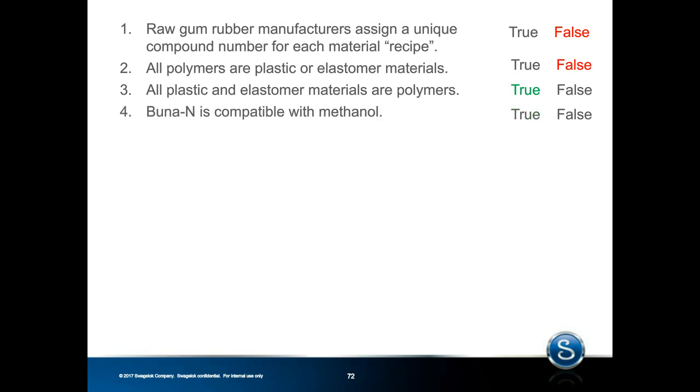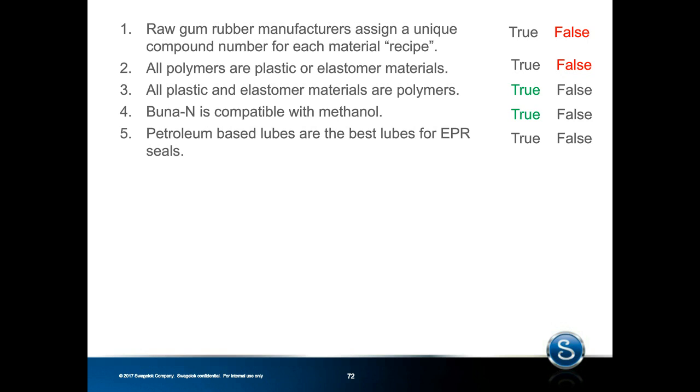Okay, Buna-N is compatible with methanol. It is true. And of course, you can think back now to what I said, think of EPRs and HNBR materials as sort of opposing each other. Petroleum-based lubes are best lubes for EPR seals. And I'm sure everyone knows that the answer to that is indeed false.